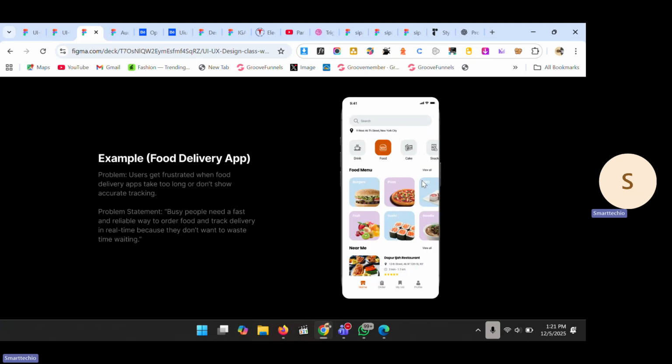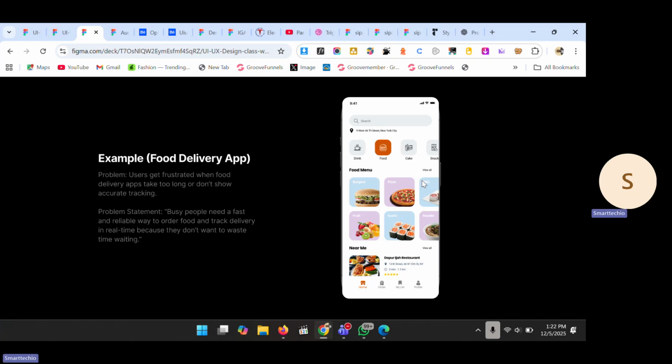So now this is a case study, an example. The problem the user has here is that they get frustrated when food delivery apps take too long or don't show accurate tracking. So the problem statement can be: busy people need a fast and reliable way to order food and track delivery in real time because they don't want to waste time waiting.